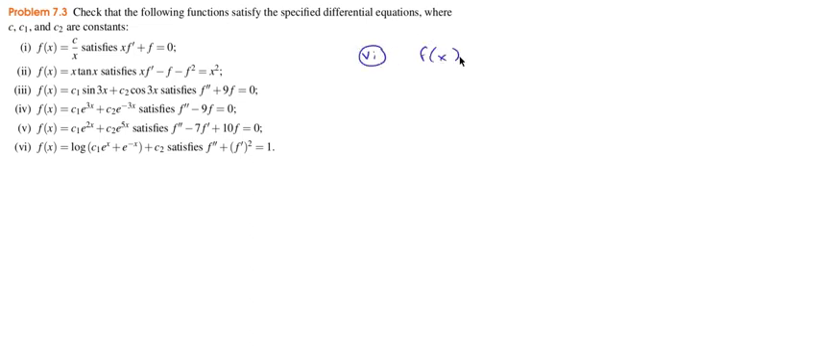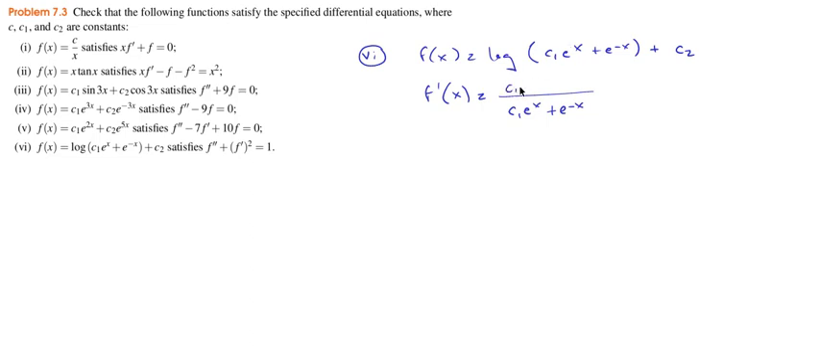And then the last one: f of x is the logarithm of c1 e to the x plus e to the minus x, plus c2. So we need to compute the derivative and the second derivative. The derivative of the logarithm is 1 divided by c1 e to the x plus e to the minus x, and then in the numerator you have the derivative of this, c1 e to the x minus e to the minus x, and the derivative of c2 is 0.